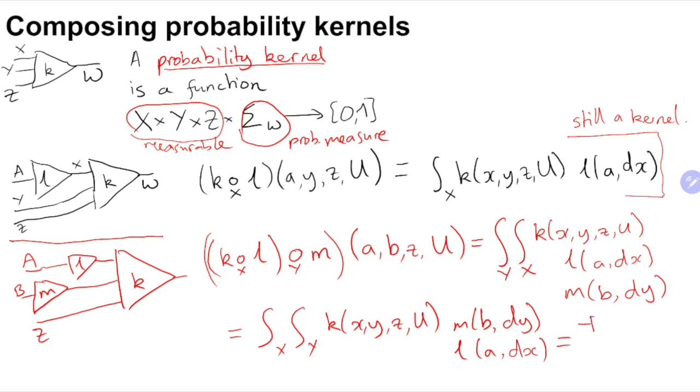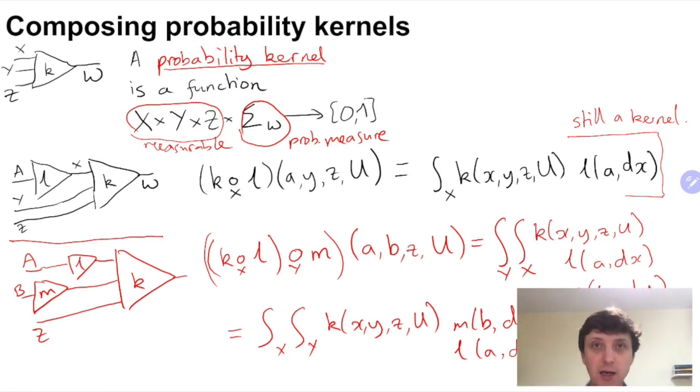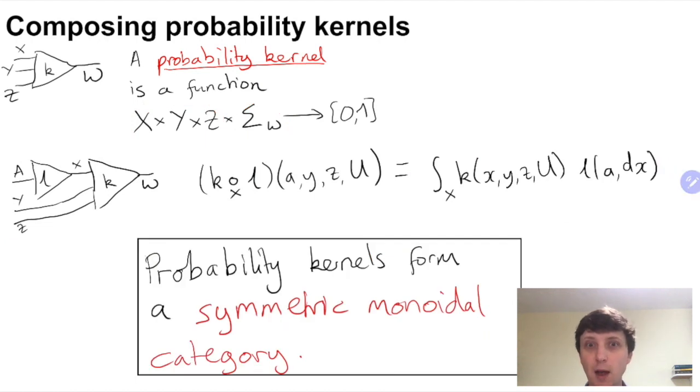If we first plugged in M and then we plugged in L. And so that's why it's okay to do topological deformations to the probabilistic program when we view it as a data flow graph. So in summary, probability kernels, when we compose them, form a proper multi-category, in other words, a symmetric monoidal category.